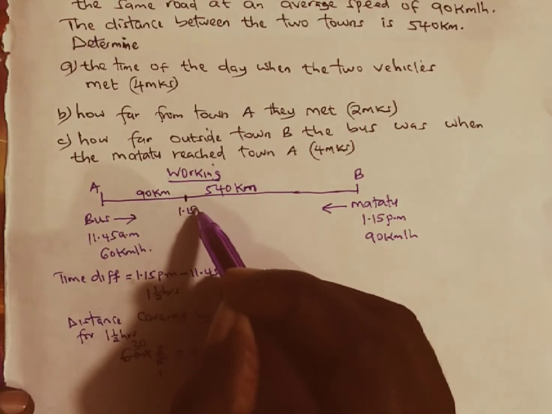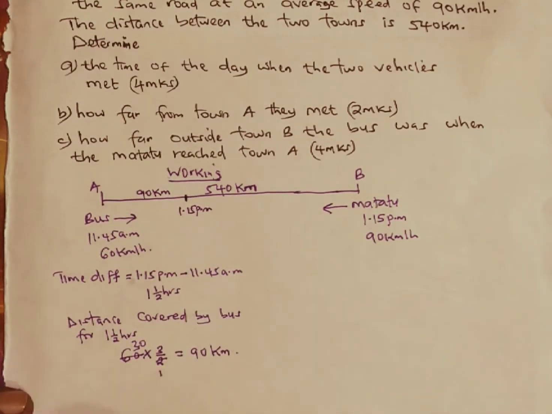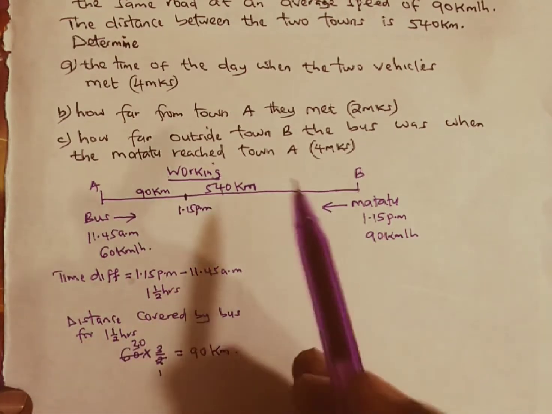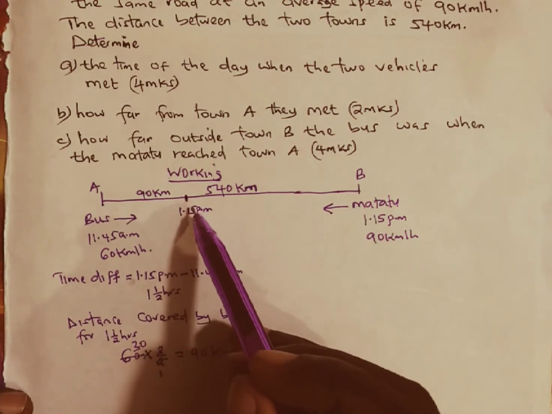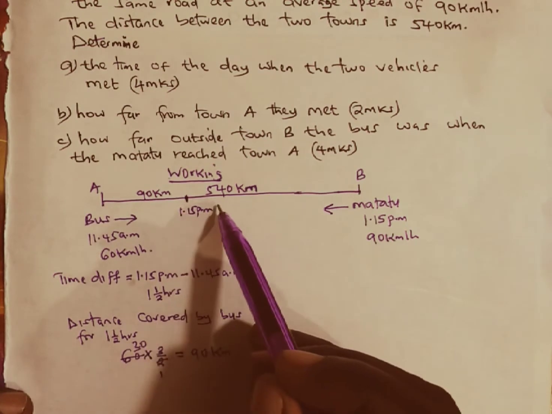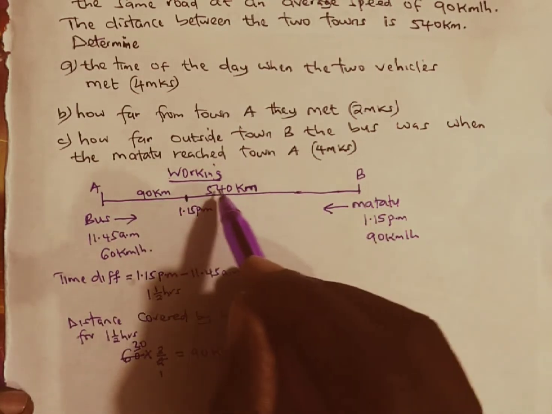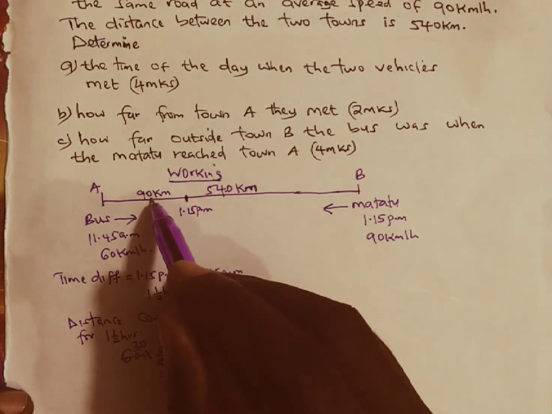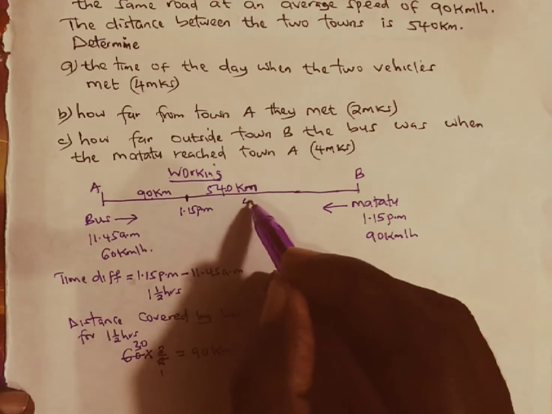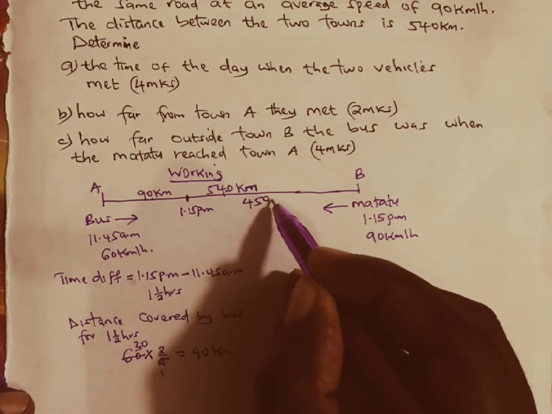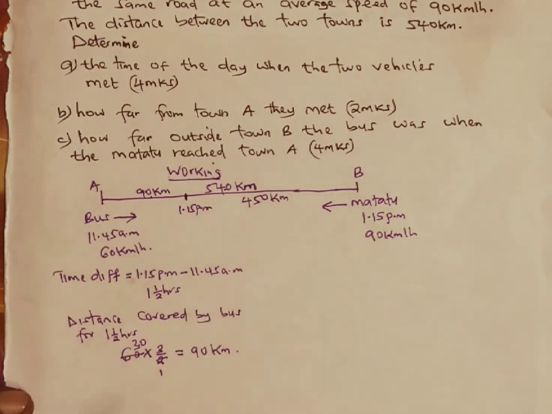and now we are at 1:15 p.m. So the distance remaining, because now at 1:15 the bus is moving and the matatu is moving, the distance between the two vehicles is going to be 540 minus 90, which gives us 450 kilometers.